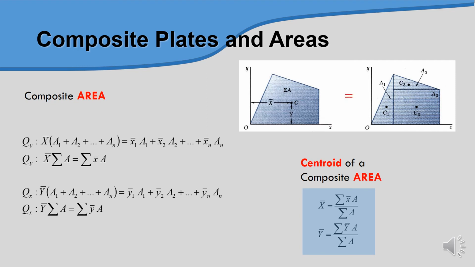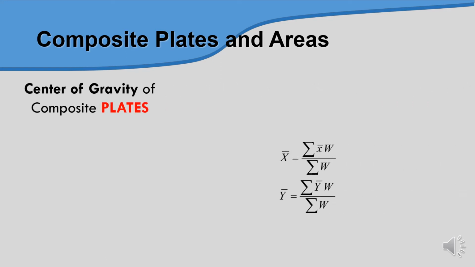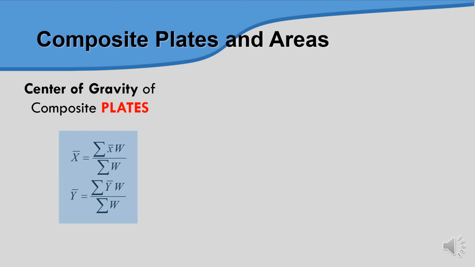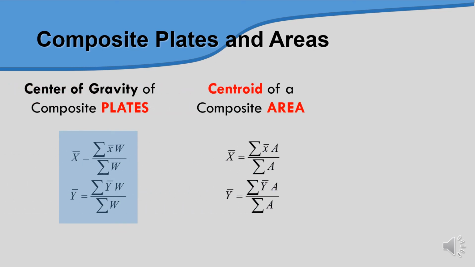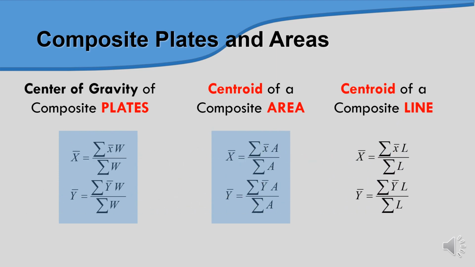And for the composite area, it basically represents the area, where we use the same formula as the previous slide. We just change the value of W to A. This also applies to lines. If you can see the differences between them, the value for area and line for the composite basically just changes W to A and L.